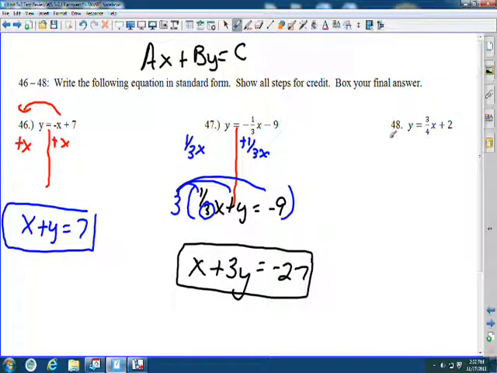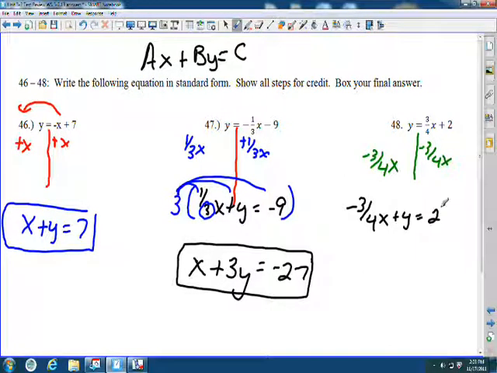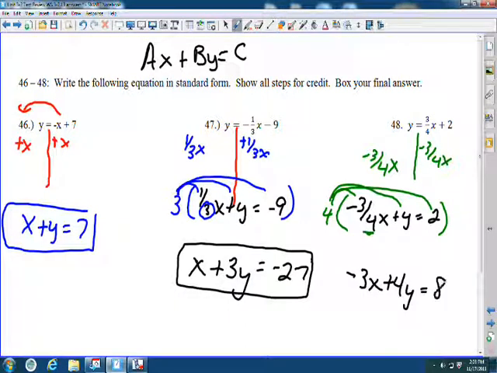Next one, I will subtract 3/4 x from each side. I get negative 3/4 x plus y equals 2. I'm going to multiply both sides by this denominator, by 4. So I multiply all of that. I get negative 3x plus 4y equals 8.